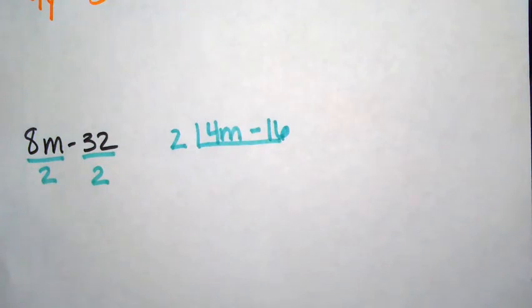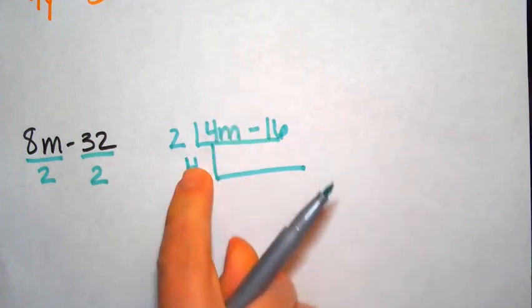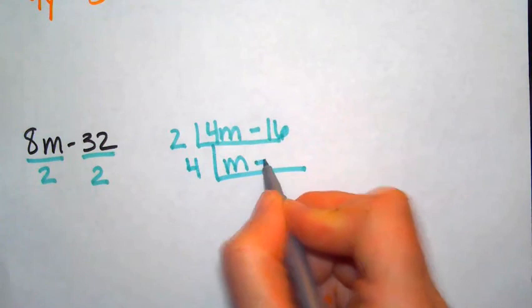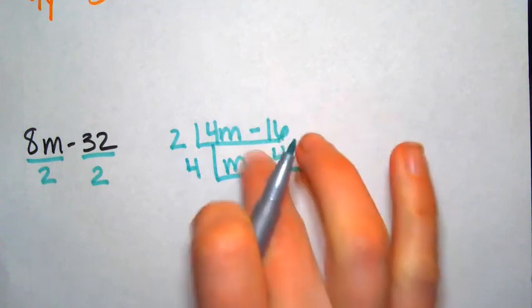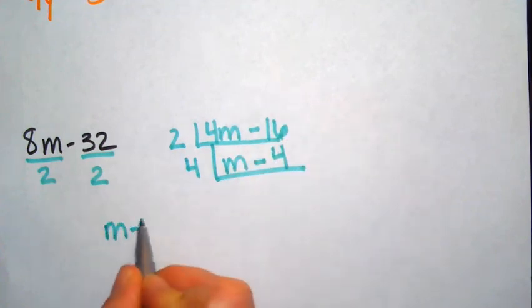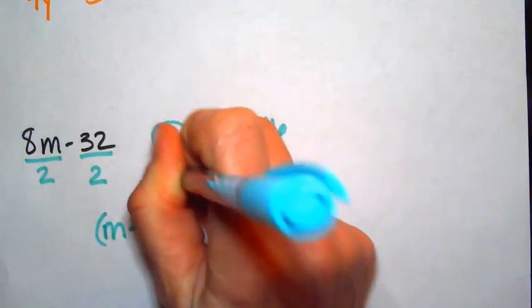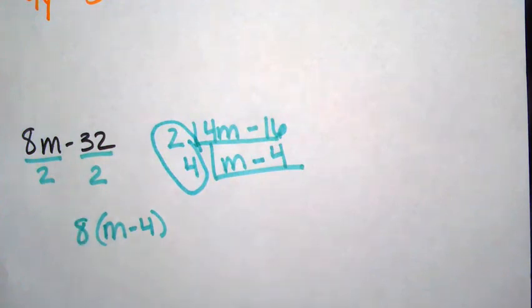Oh, well, I know 4. I could have done even numbers, I could divide it by 2, but I know 4 goes into both of those. So I'm going to pull out a 4. 4m divided by 4 is just m, or 1m. Drop down my minus. 16 divided by 4 is 4. Keep what's in the last sled. Put it in parentheses. 2 times 4, excuse me, is 8.